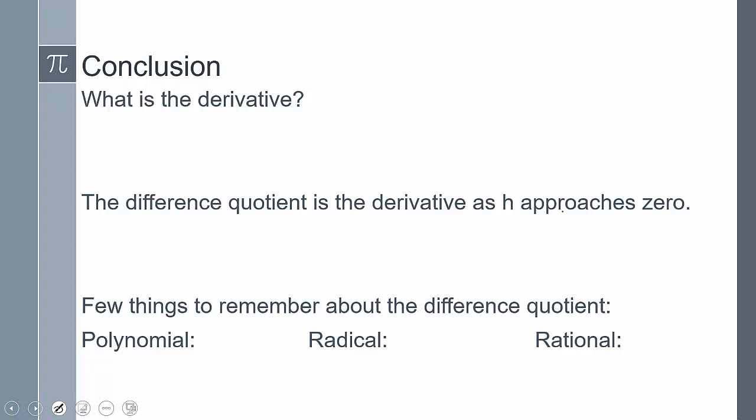Now, we went through the difference quotient. With the polynomial, you're going to use factoring to reduce it. With a radical, we're going to have to use the conjugate. For a rational, we're going to use the common denominator, and when they're both together, you're going to use both concepts together. You're first going to find the common denominator, and then you're going to use the conjugate to simplify the radical.